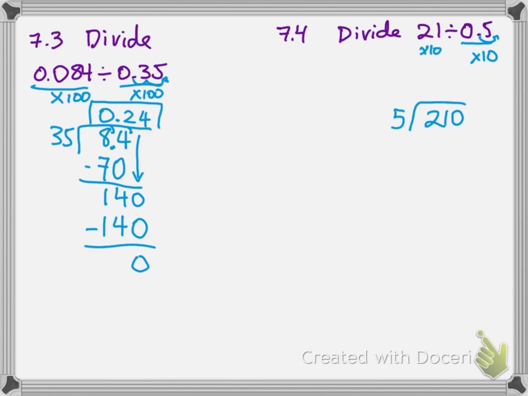Again, we start with the 2. 2 can't be divided by 5. But we don't need to put a 0 in this case because we're not at the decimal yet. So what we're just going to do is grab the 21. 21 divided by 5 is 4 because 4 times 5 is 20. And we subtract. When we subtract, we get a 1, and we bring down the 0. And 10 divided by 5 is 2. And that would be our answer, 42.